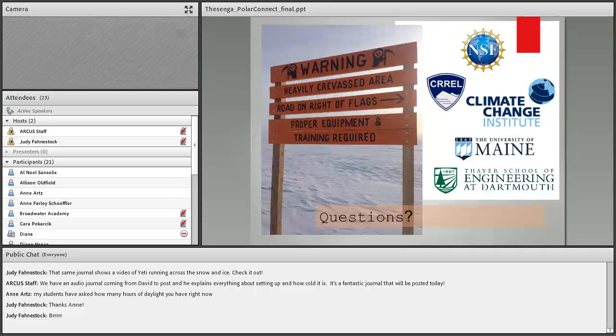Okay. And our students want to know, how many hours of daylight do you have right now? At the moment, we've got basically 24 hours of daylight. The sun doesn't actually set. It goes behind the mountains, yeah, but it doesn't actually set. It never goes below the real horizon.